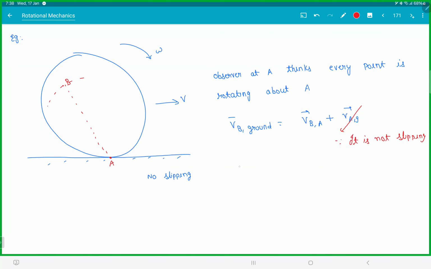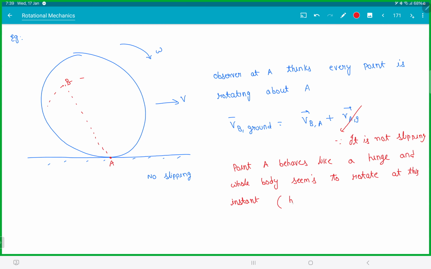So here you can clearly see, it is not slipping. So the point A behaves like a hinge, and the whole body seems to rotate about it for this instant. This is happening because the velocity became 0. So here A is IAR.